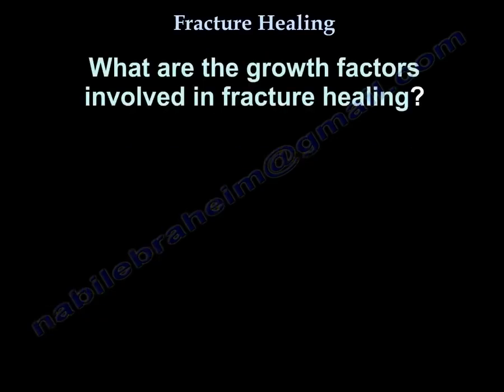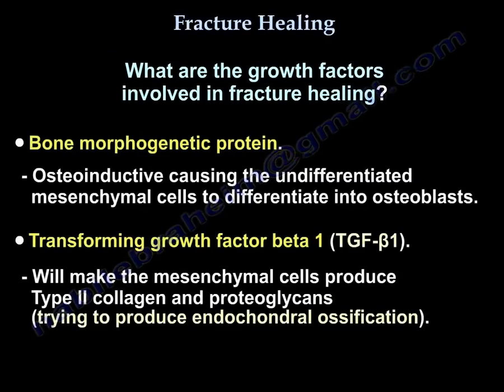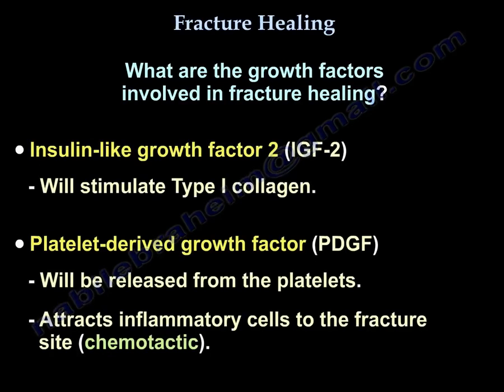What are the growth factors involved in fracture healing? Bone morphogenic protein is osteoinductive, causing the undifferentiated mesenchymal cells to differentiate into osteoblasts. And you have transforming growth factor beta 1, which makes mesenchymal cells produce type 2 collagen and proteoglycans, promoting endochondral ossification. Insulin-like growth factor 2 will stimulate type 1 collagen.